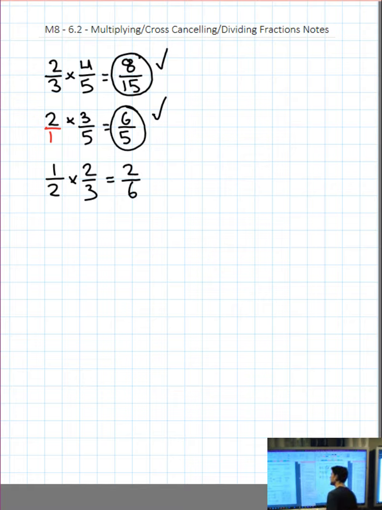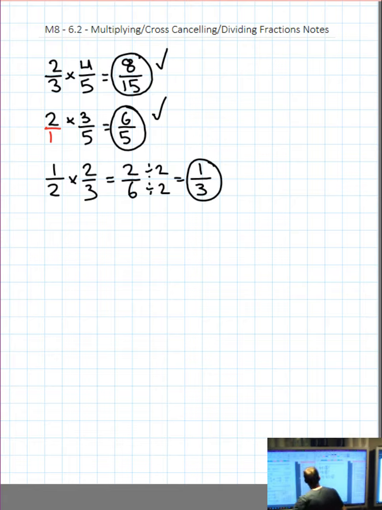Now, I could circle that answer, but I'd recognize that the greatest common factor between 2 and 6 is 2, so I can divide the top and bottom by 2. And 2 divided by 2 is 1, and 6 divided by 2 is 3. And I can circle my answer. And on the calculator, I can do 1 divided by 2 times 2 divided by 3. And I can get 0.3 repeater, and 1 divided by 3 is also 0.3 repeater. So I can say check mark.